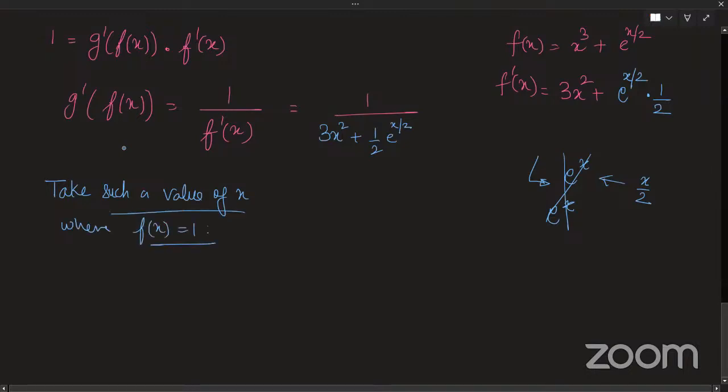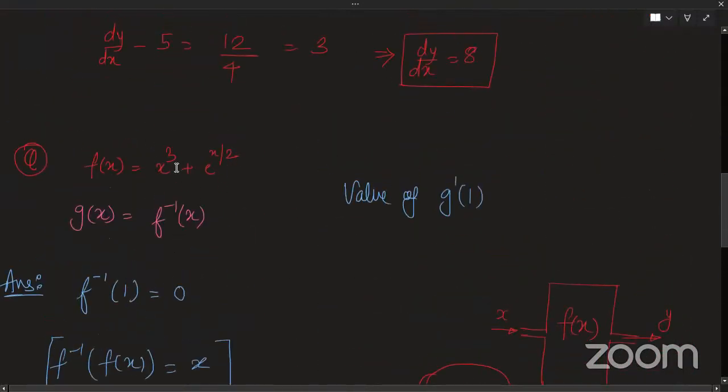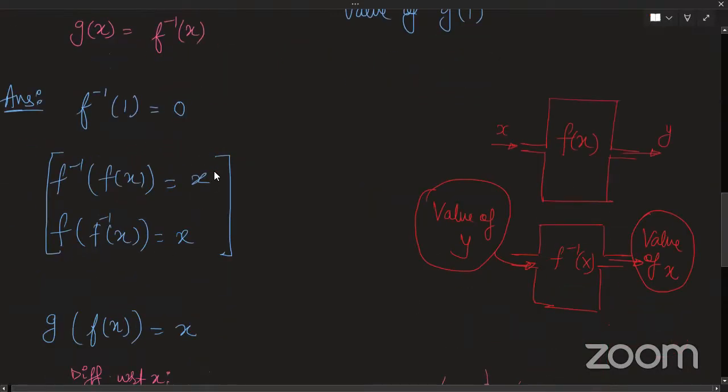If I take such a value of x where f of x is 1, my left hand side will become g dash of 1. So can you tell me for what value of x is my value of f of x 1? 0. Yeah, great.